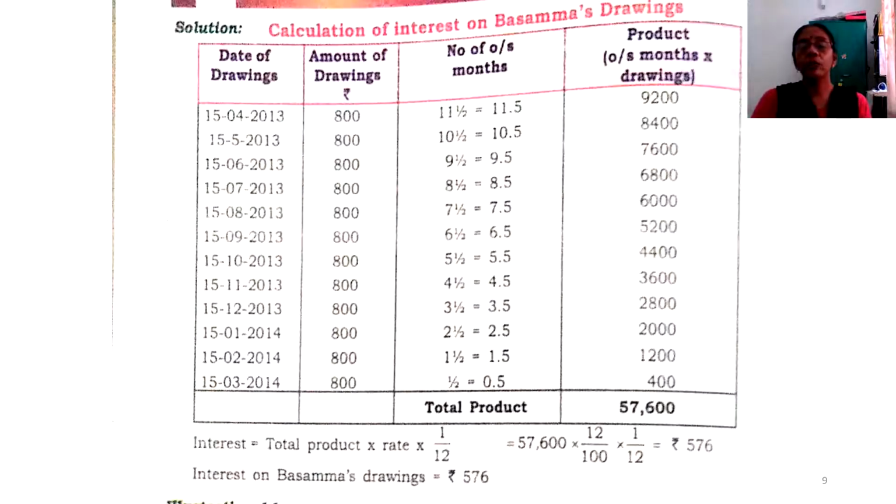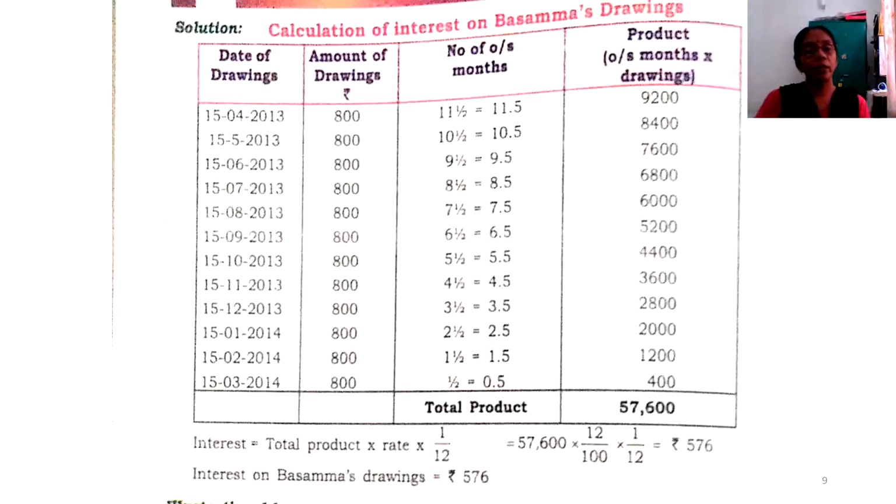As you finish the fourth column drawing up the product, add the products. All the products need to be summed up, added. And the total product will show you 57,600. Apply the formula. Interest on drawings is equal to total product into rate into 1 by 12.